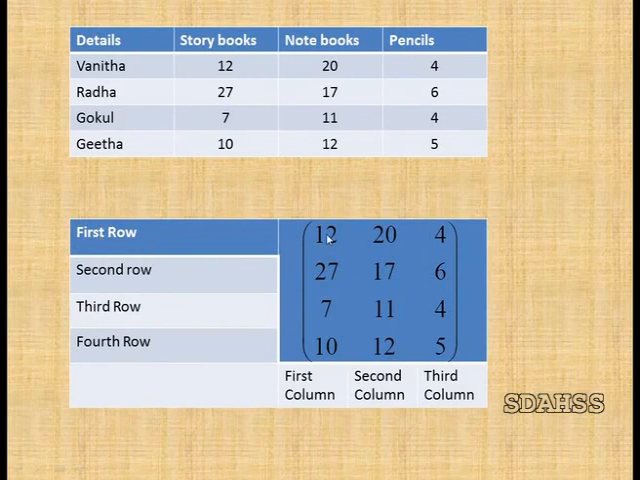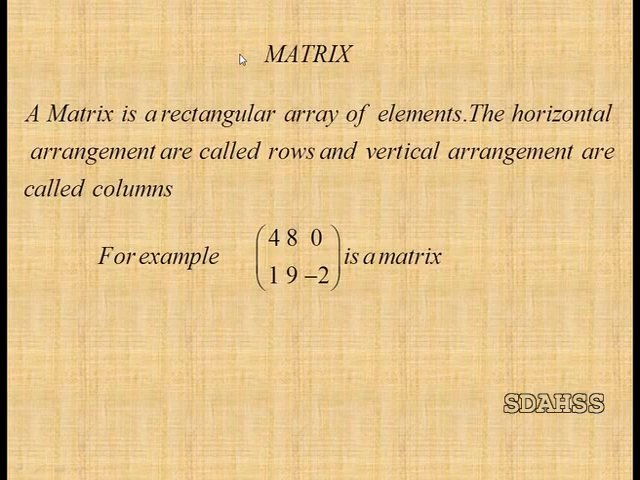First row as 12, 20, 4. Second row as 27, 17, 6. And the third row as 7, 11, 4. Fourth row as 10, 12, 5. Here the first column is 12, 27, 7, 10. Second column as 20, 17, 11, 12. And the third column as 4, 6, 4, 5.